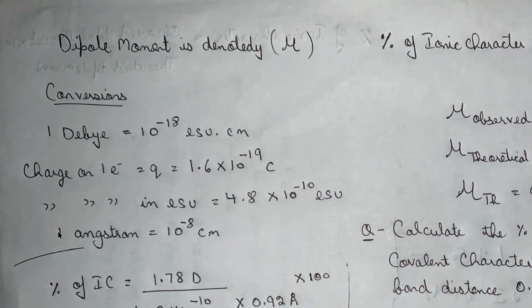We also have to convert the unit of distance, which is given in angstrom. We know that 1 angstrom is equal to 10 raised to power minus 8 centimeter. Now we will attempt the numerical.